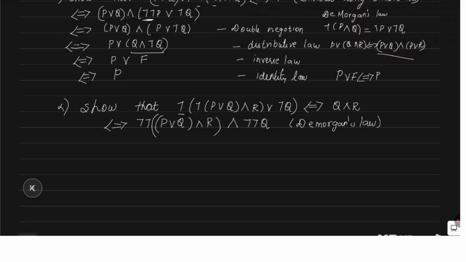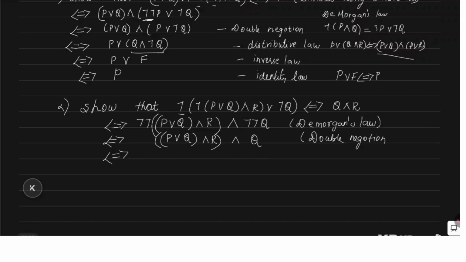Okay, next step by using double negation. So not and not will go out. There will be P or Q, and R, again it is and Q. So you have (P or Q) and R and Q.